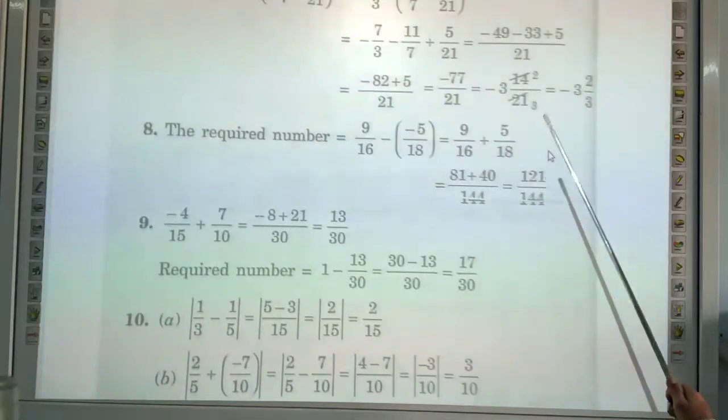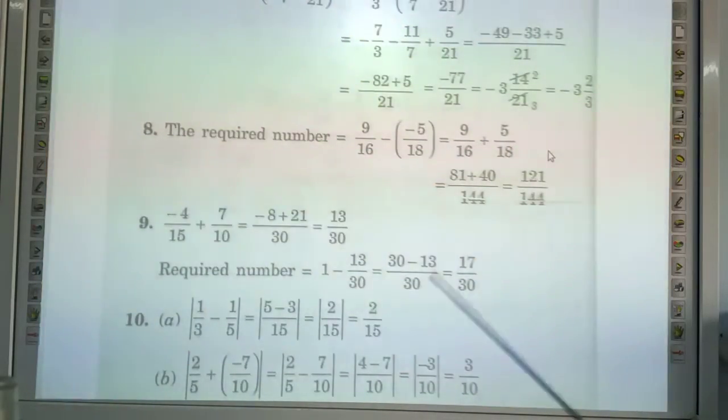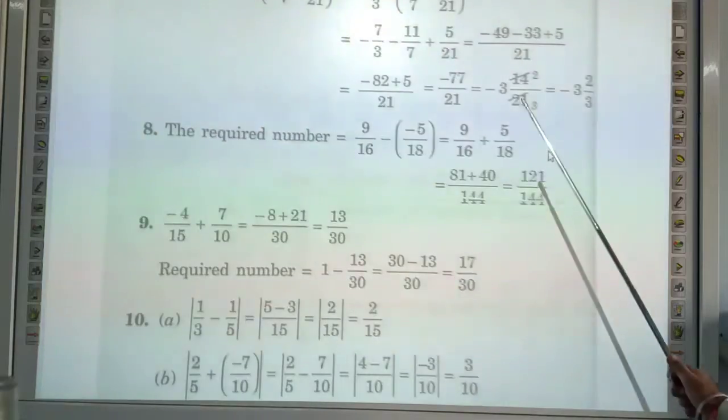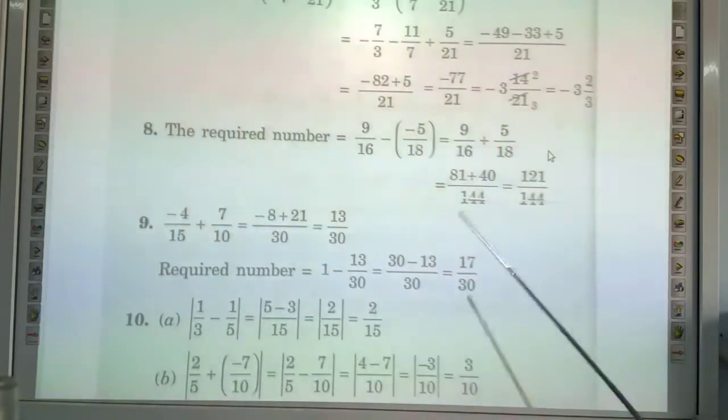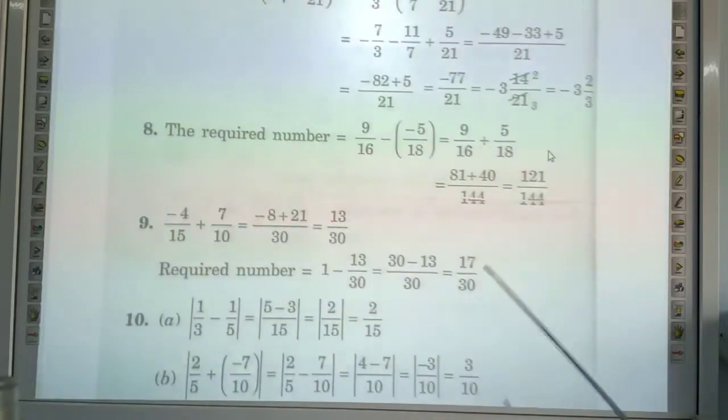LCM of 16, 18 is 144. 16 9s are 144, so 9 is multiplied by 9, we have 81. And then 18 8s are 144, so 5 is multiplied by 8, we have 40. In the numerator, we have 81 plus 40, denominator 144 as it is. Finally, we have 121 upon 144.